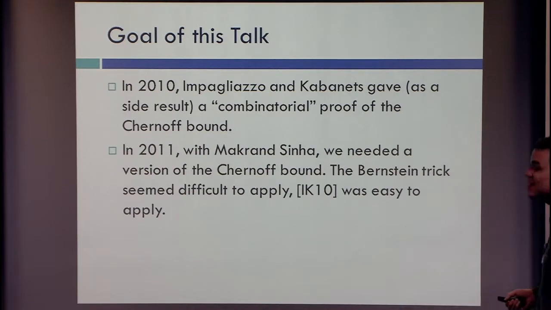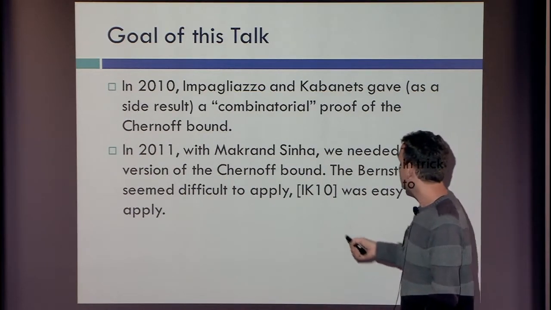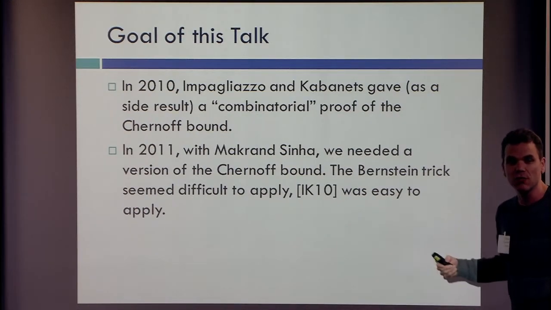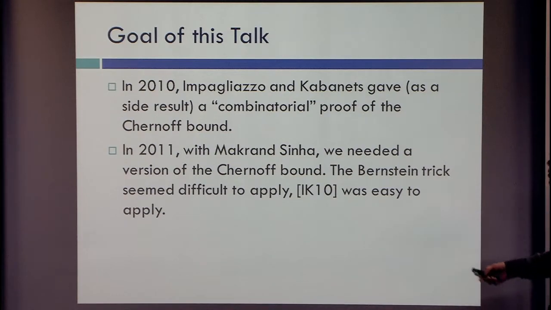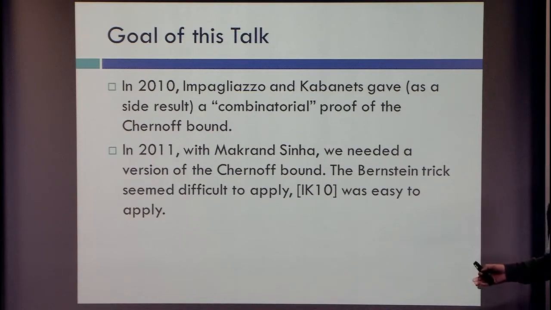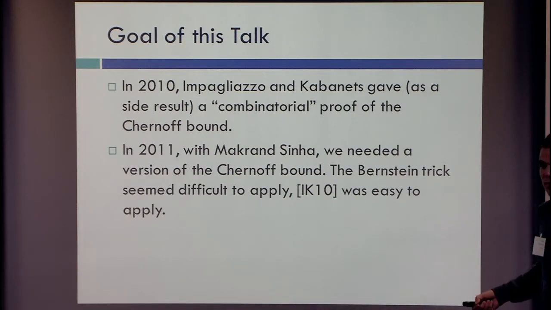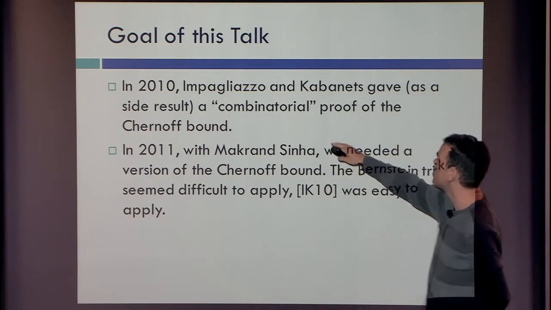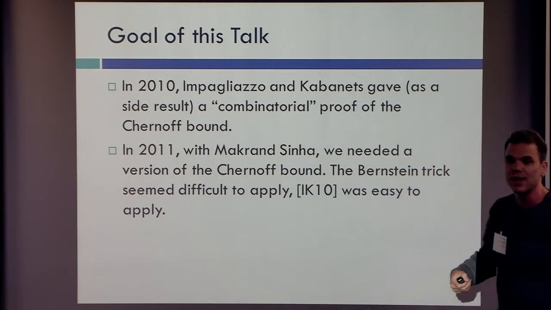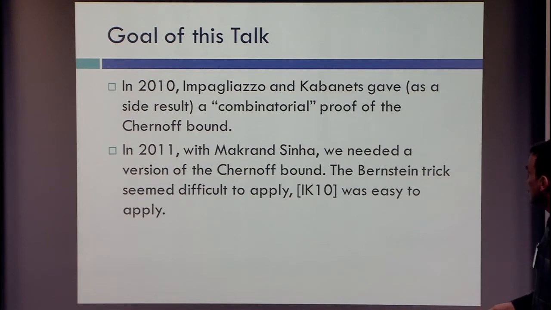Then in 2011, I was working with Mark Ranzinha, who was at ETH then, on a paper for which we needed a version of the Chernoff bound. We tried to apply the usual Chernoff bound proof, where you bound the expectation of e to the tx, and that somehow didn't work out. Then we saw this paper by Impagliazzo and Kabanets, and we tried to apply their proof, and it was fairly easy.